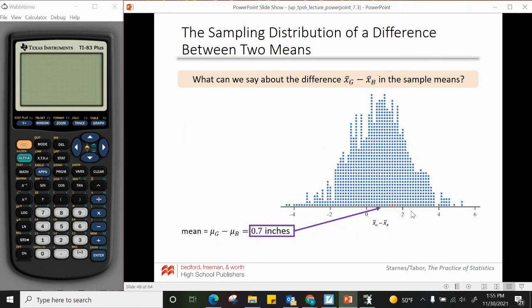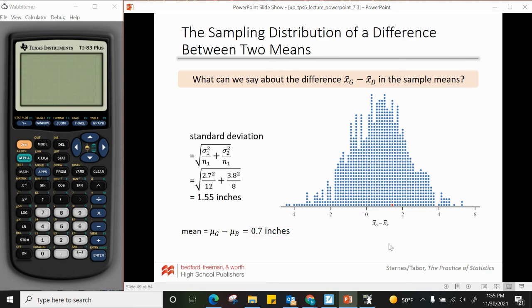All right. Now, the mean of this distribution of girl minus boy, the sampling distribution of the mean girls minus the mean boys, is going to be just 0.7. You just subtract their means. Remember, think about combining random variables. Means always behave the same way. When you subtract them, you subtract their means. With their standard deviations, though, you have to take the variances and then take the square root.